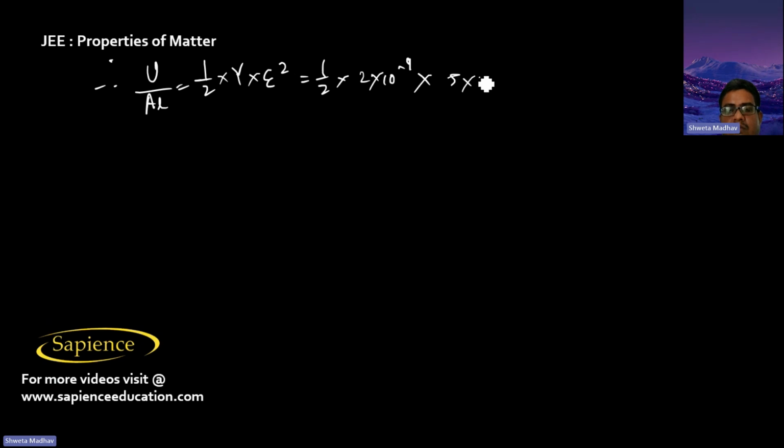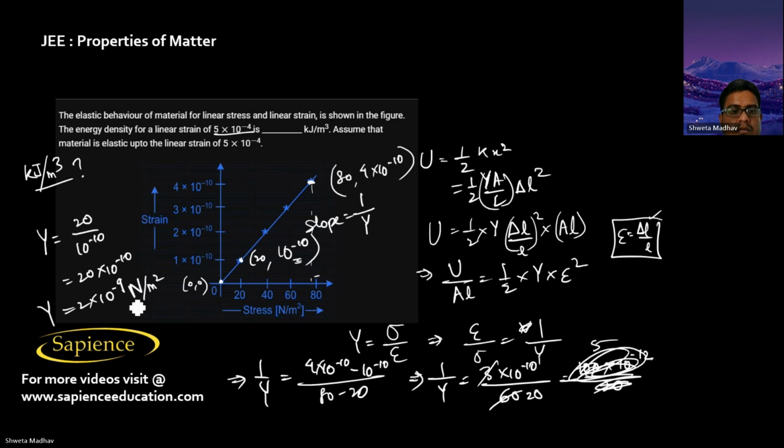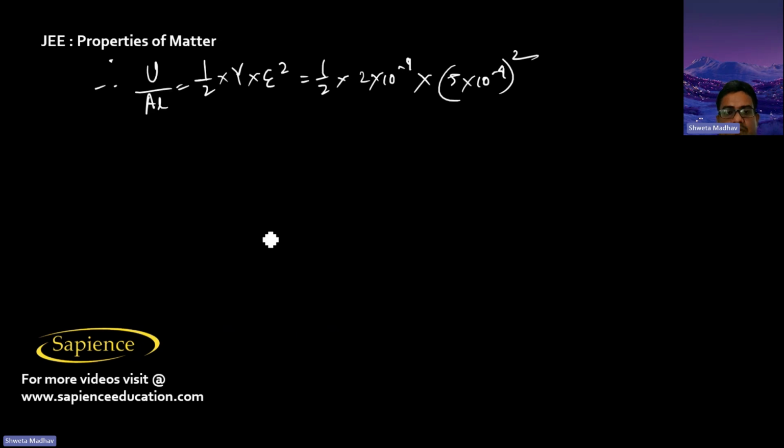Is 5 into 10 power minus 4 whole square. Sorry, there is something wrong here. This will be 20 into 10 power 10, so this will be 2 into 10 power 11 Newton per meter squared.